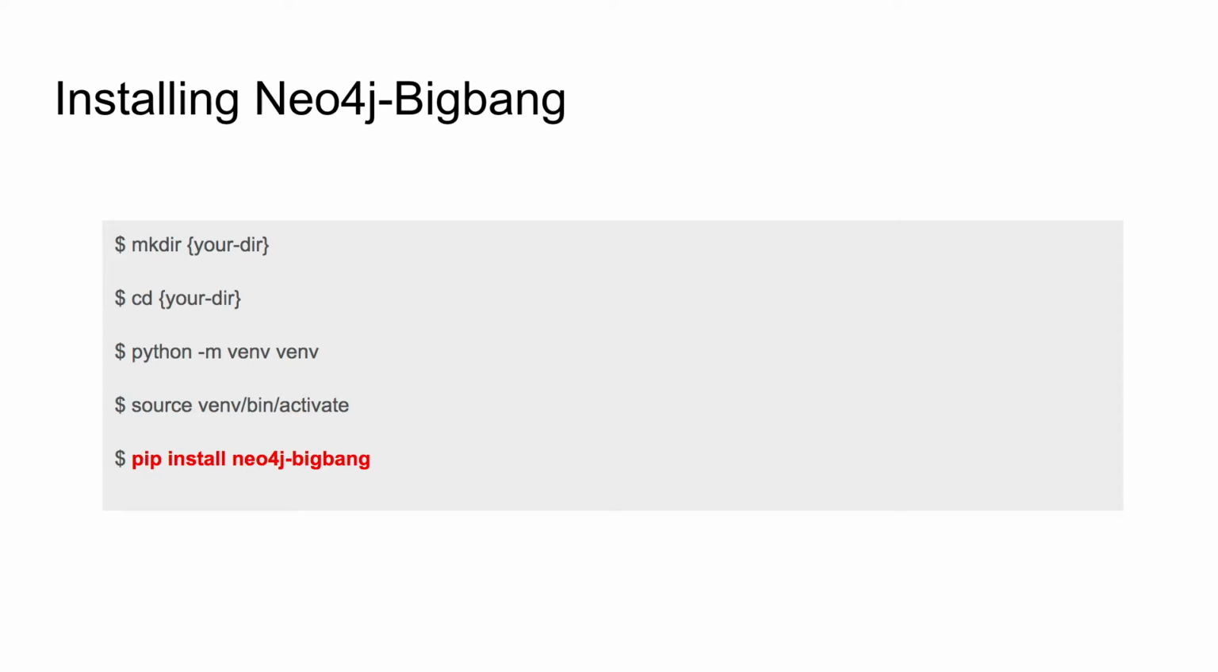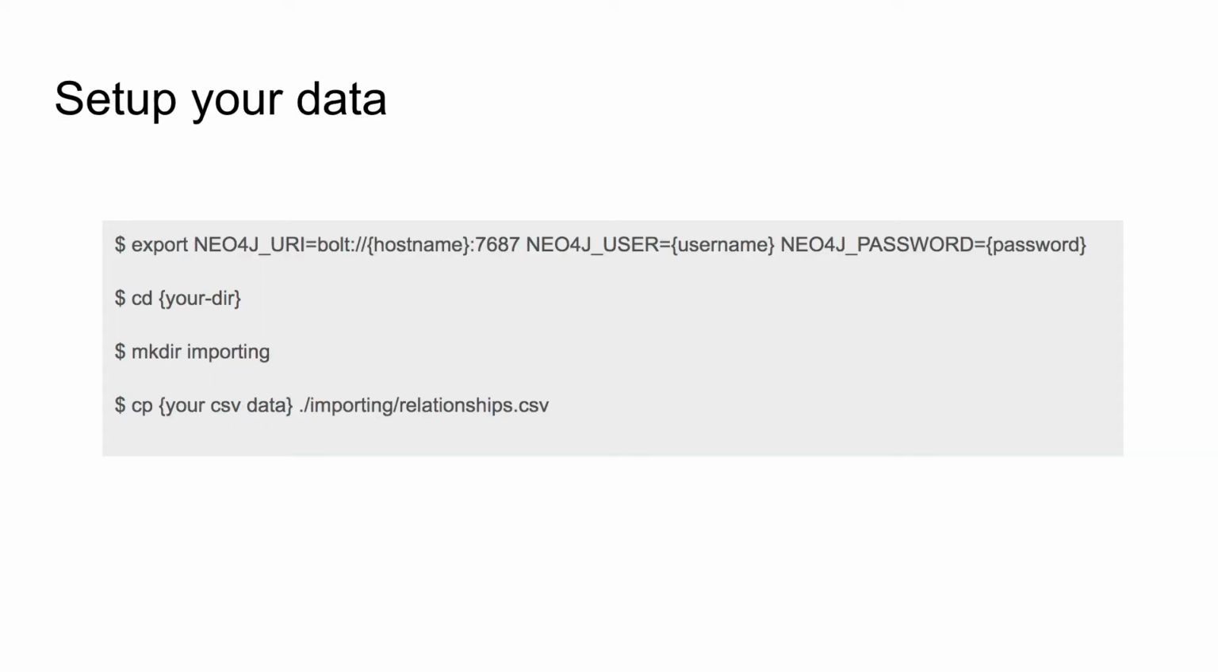Now, this is how you install Neo4j Bigbang. As you can see, this follows the standard way to install a Python module with the pip command. There is nothing to explain. Set up your Neo4j connection information as environment variables and put your importing CSV file under the importing directory.